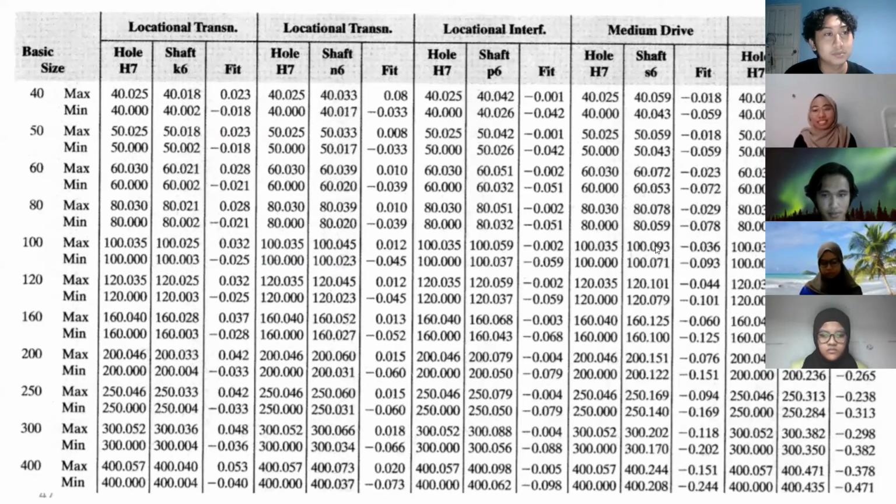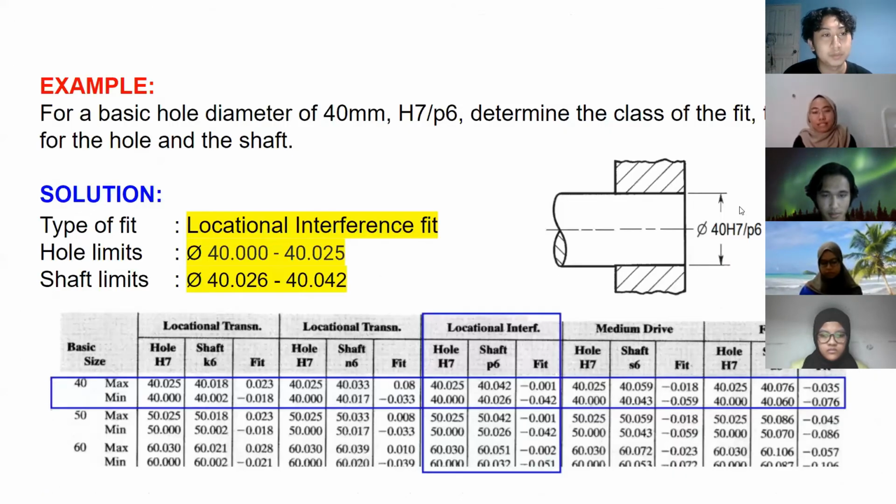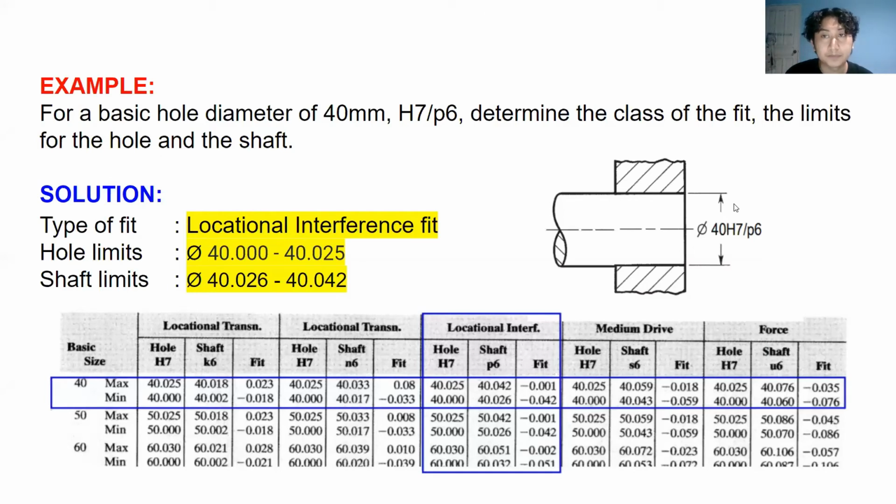Okay, this is the same, and we proceed to the example. So for the example, for a basic hole diameter of 40 mm, H7P6, determine the class of the fit, the limits for the hole and shaft.